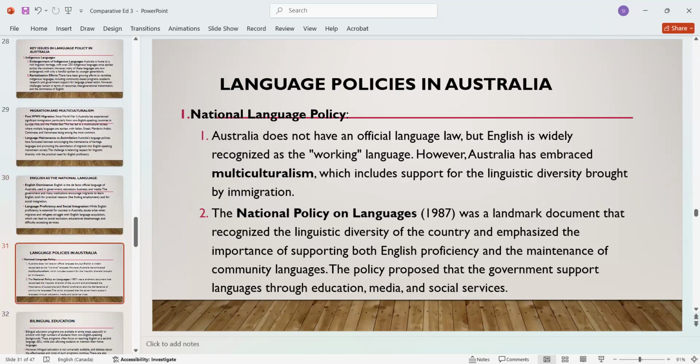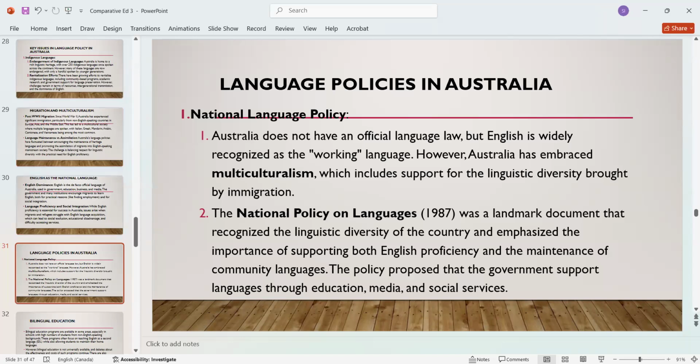Okay, so language policies in Australia. National language policy. Australia does not have an official language law, but English is widely recognized as the working language. However, Australia has embraced multiculturalism, which includes support for the linguistic diversity brought by immigration. So there's no official national language, right? But the working language is English.